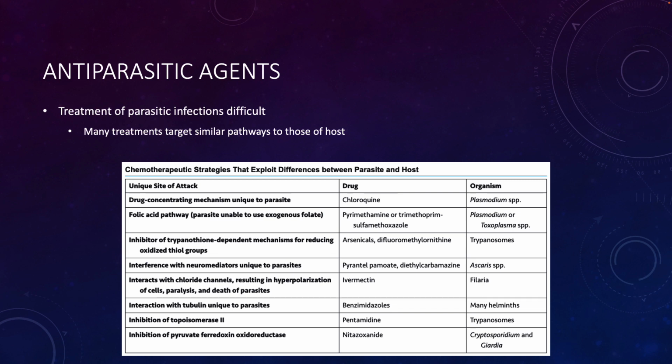You can inhibit the folic acid biosynthetic pathway. This actually also works against bacteria. Many bacteria and also many parasites are unable to use exogenous folic acid. They have to make their own. They can't import it and use it. So if you block their mechanism to make folic acid, they'll die. So trimethoprim sulfamethoxazole is also a drug used to treat bacterial infections.